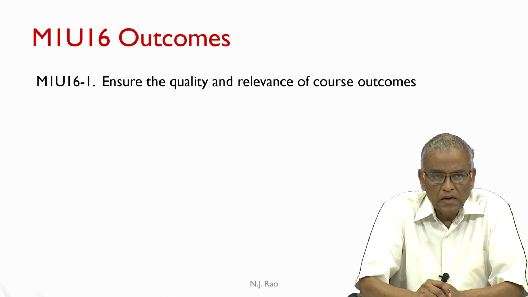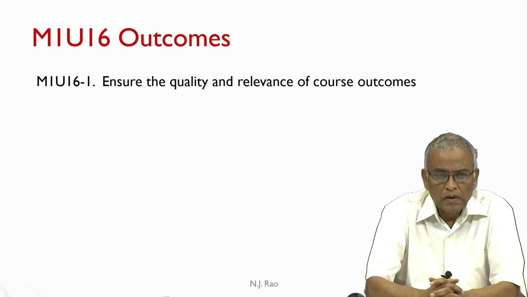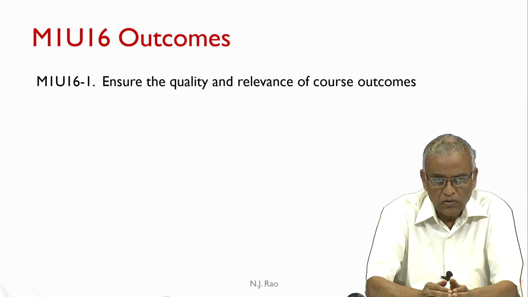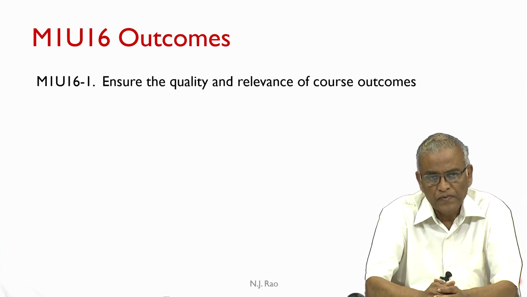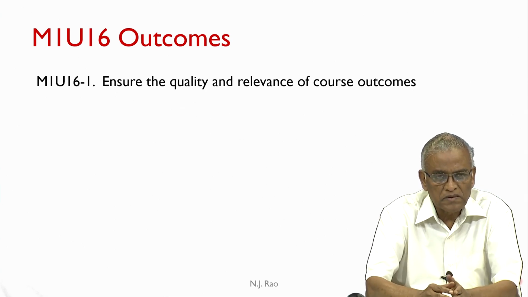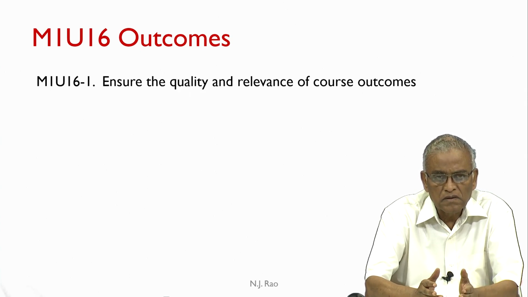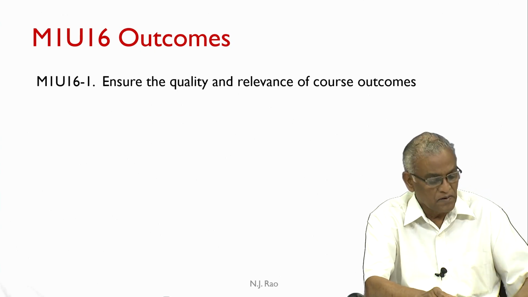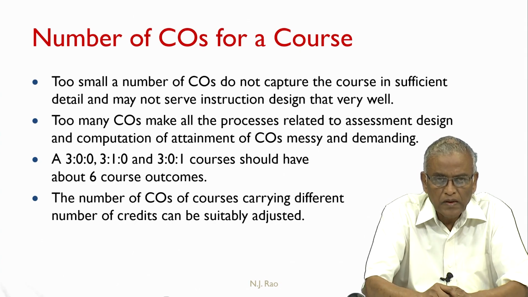Now, in the current unit, whatever we write as course outcomes, we want to ensure their quality and relevance. How do we do that? Of course, one can write some outcomes just by looking at the content or list of topics. But instead of leaving it to chance, how do we ensure the quality of the outcomes that are written and the relevance of the course outcomes as well? That will be the purpose of this unit.